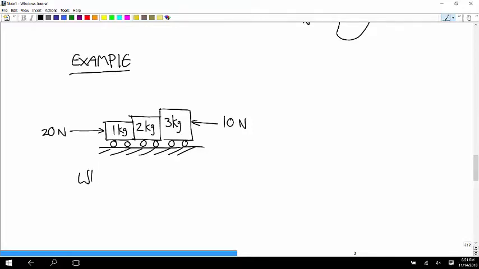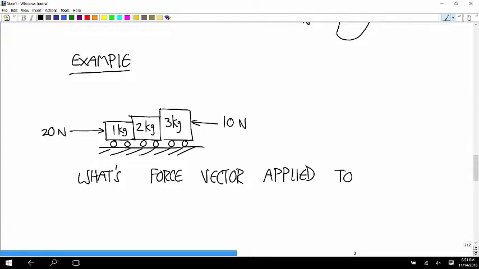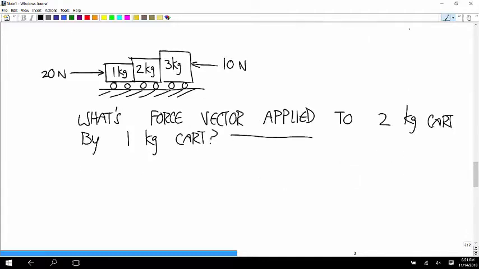And we want to know what's the force vector applied to the 2 kilogram cart by the 1 kilogram cart. That's what we want to know. We're not asked explicitly for the acceleration, but you might remember that in a problem like this, if you don't know the acceleration of the carts, that's always the first step. You have to isolate everything together as a single system and calculate the acceleration.